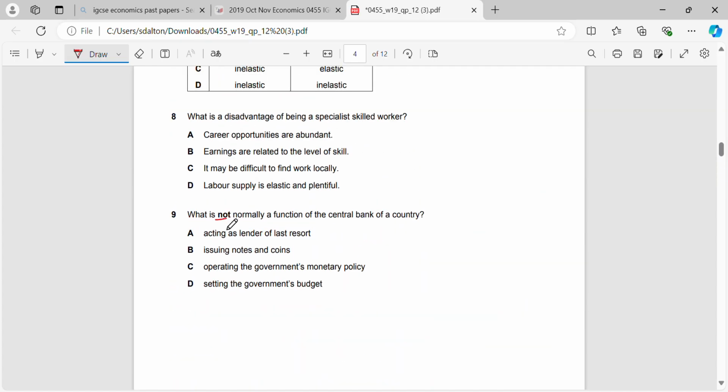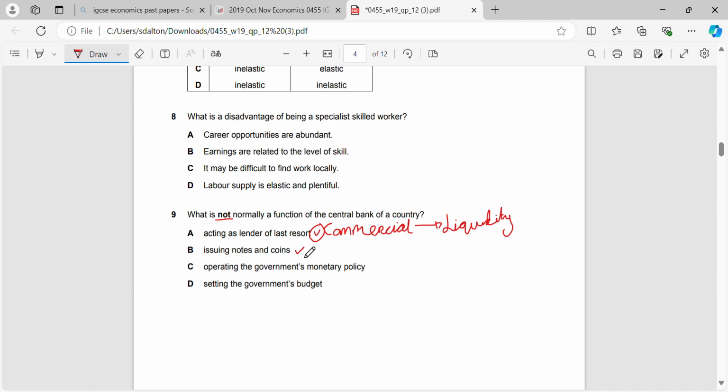Okay, 9. What is normally not a function of a central bank? So the central bank does act as a lender of last resort. They act as a lender of last resort to the commercial bank in the event of a liquidity crisis. So if the commercial bank doesn't have enough money to pay back their consumers, then the central bank will step in and help them to do so.